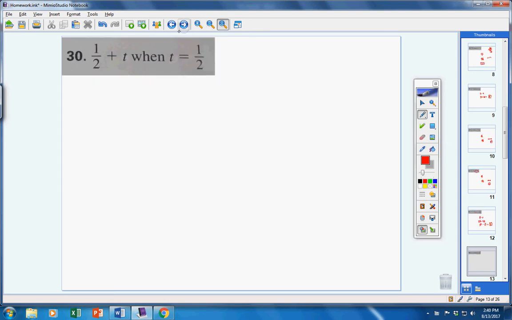Okay, number 30. We're going to add two fractions, so your algebraic expression is 1/2 plus t. And where the t is, I'm going to put a parentheses. That gives just a whole, so 1. A half plus a half is 1. Alright, moving on to number 31.